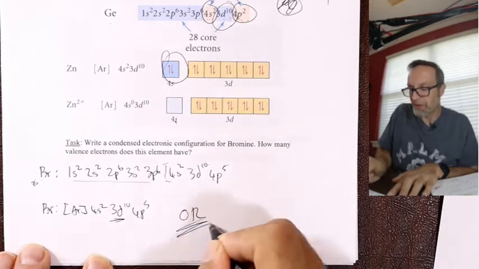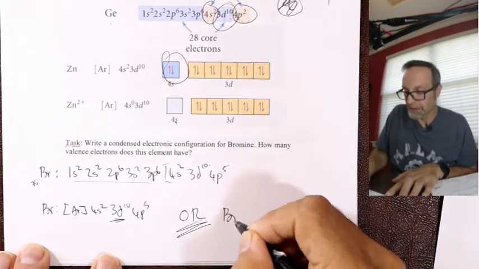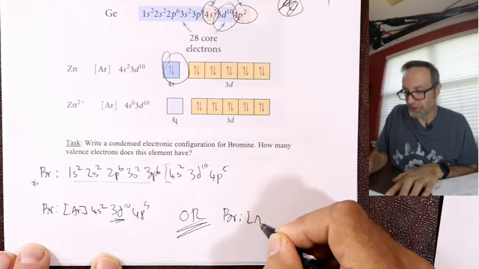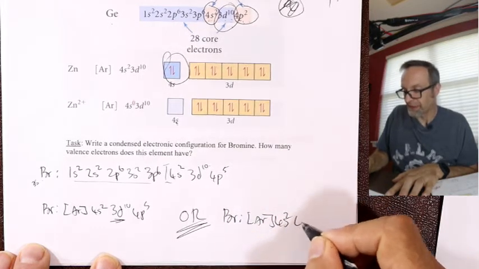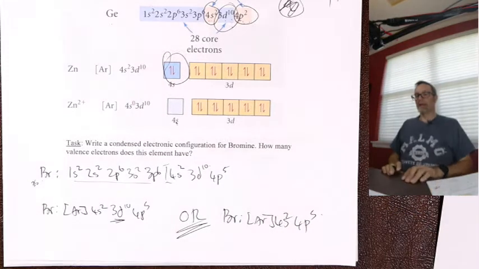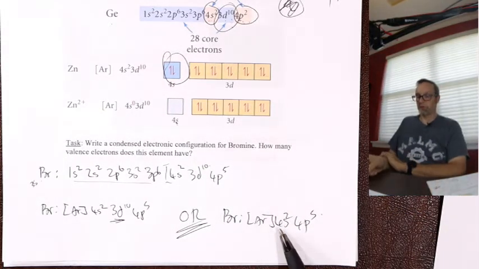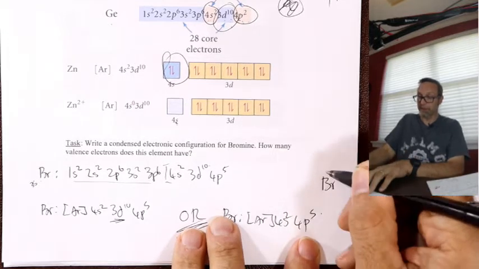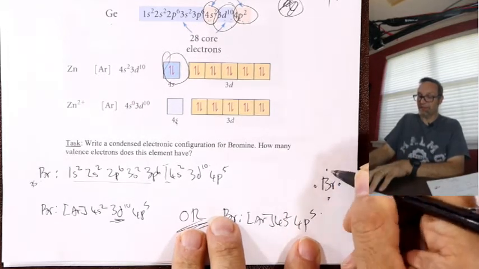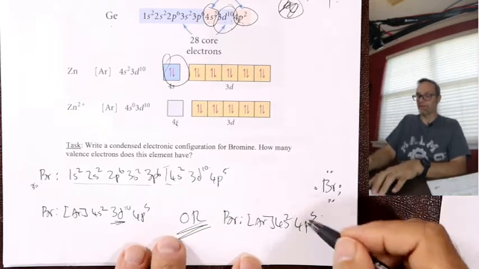Now that's part of the core. Sometimes, and I don't mind which one you do, it's just assumed that those 3d10 are in there, and we can write this instead. That makes sense, right? 4th layer, 5, 6, 7 on the outside. Bromine, 7 on the outside. There's its Lewis structure. Boom.